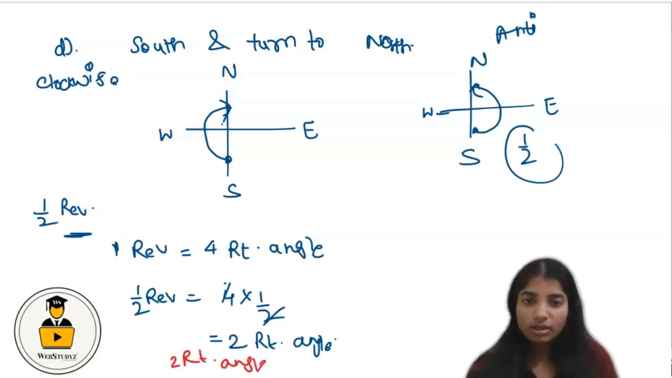So students, in order to solve this problem, we use the basic concept of directions and shapes. I hope you understood the concept well.